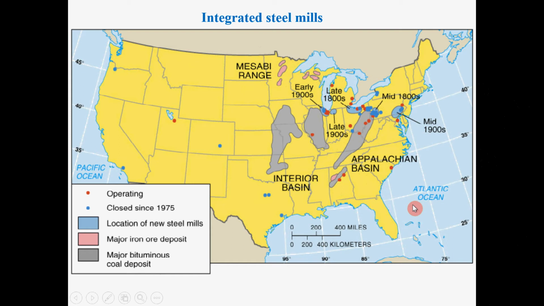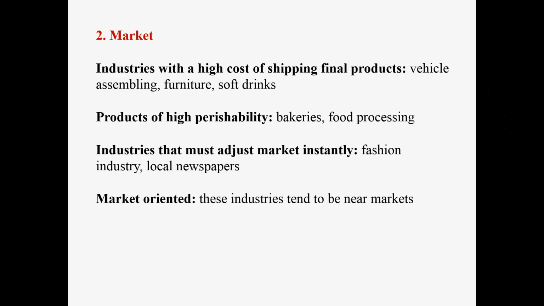So you can see the general trend of integrated steel mills. They basically follow the raw material. If the raw material is inland, those integrated steel mills will be inland. But if they now have to use more remote resources, they would move toward the water body so that they can have better access to those remote resources. Okay. So raw material is a very important factor that determines the location of industries.